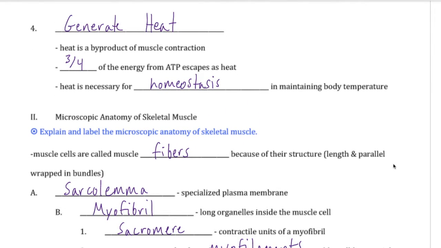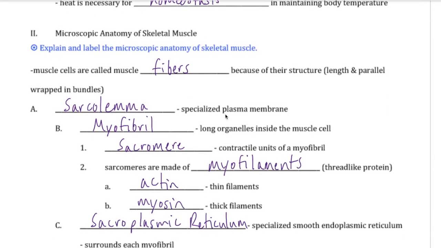We also can generate heat. So heat is a byproduct of muscle contraction. Three-fourths of the energy from ATP escapes as heat. And heat is necessary for homeostasis and maintaining body temperature.